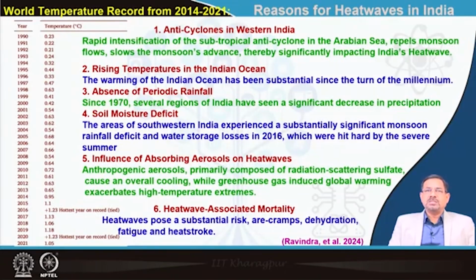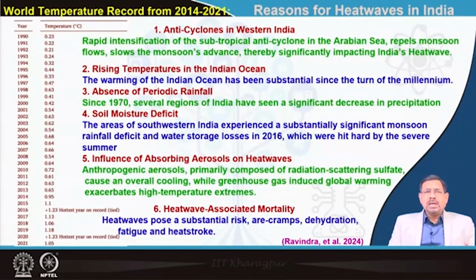Third point is absence of periodic rainfall. Since 1970, several regions of India have seen a significant decrease in precipitation, which is leading to the heat wave conditions in India. The fourth point is soil moisture deficit. The areas of southwestern India experienced a significant monsoon rainfall deficit and water storage losses in 2016, which were hit hard by the severe summer.